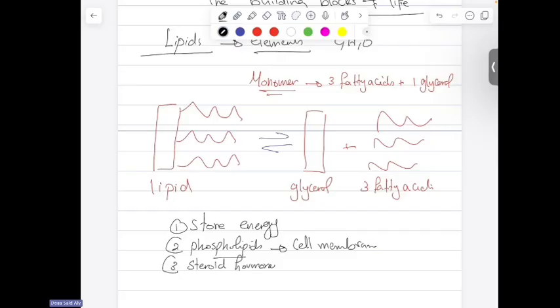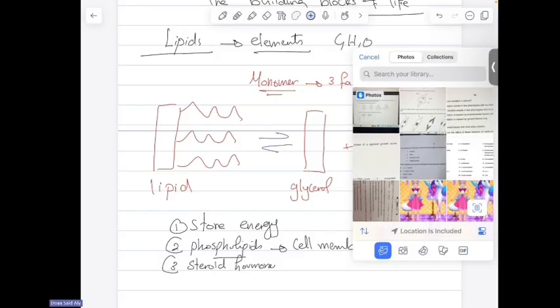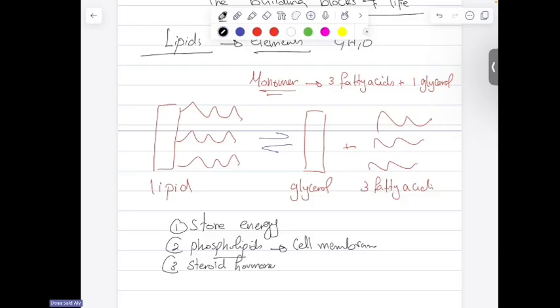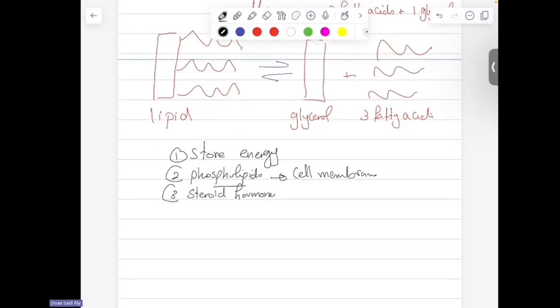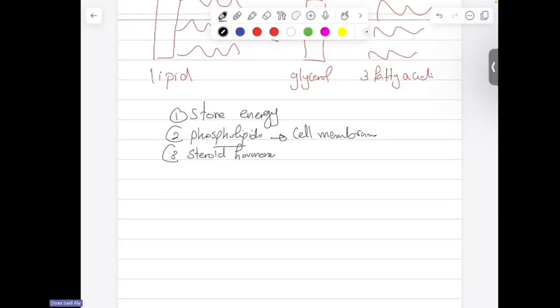I will show you the lipid molecule from the notes. But anyway, what you should know now is that fatty acids are classified into two groups: saturated and unsaturated.